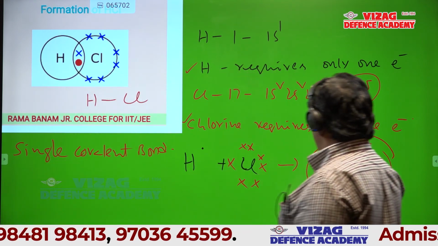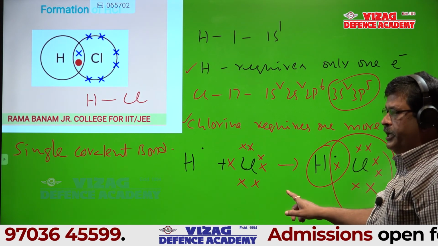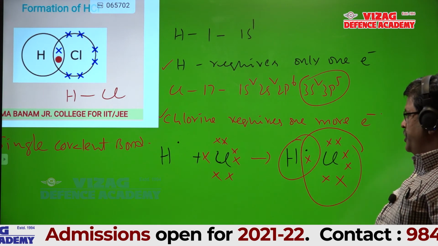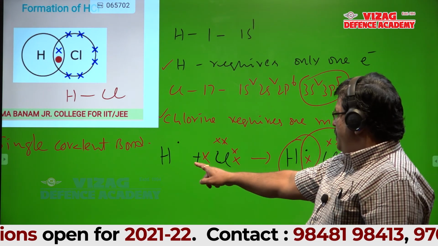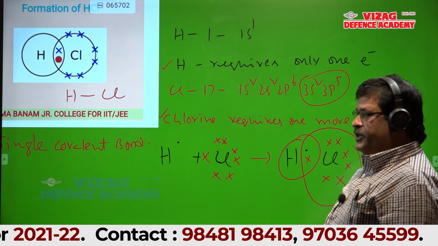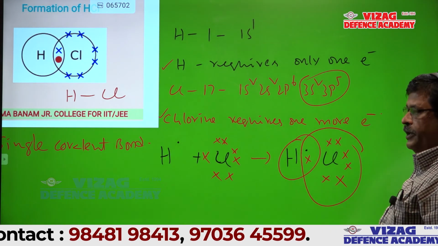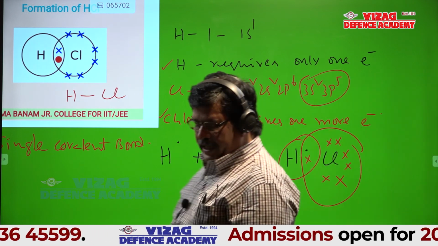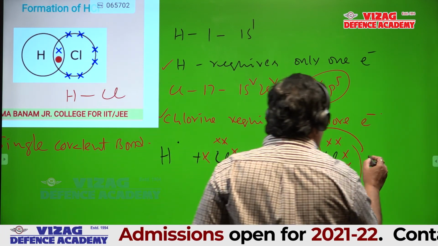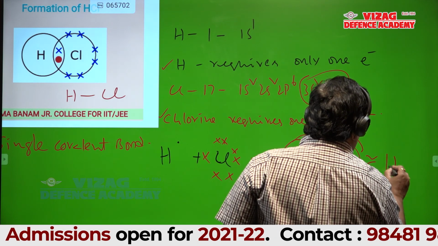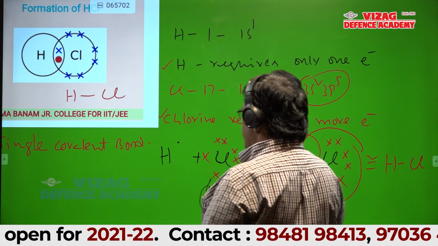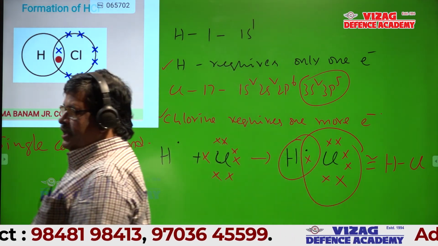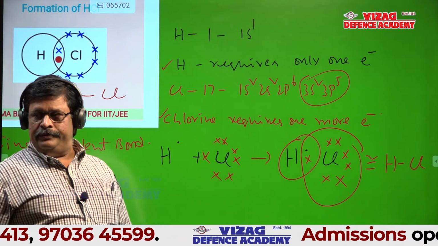Write this electron representation, how the formation of HCl takes place. Students, look at the board. This hydrogen with 1 electron, chlorine with 7 electrons are written. After that, sharing, which results in the formation of HCl. Or you can also write it as hydrogen single bond Cl. Right, that is the electron representation of HCl.